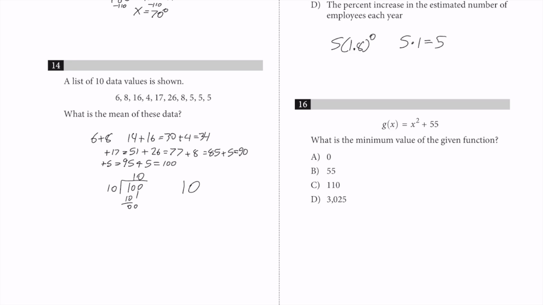So we know that when something is squared, the lowest possible value is 0 because every other value will be positive. So the minimum value, compared to all other positive numbers, is going to be 0. And x squared is 0 when x is 0. So the minimum value of g of x occurs when x is equal to 0. When we plug in 0, we get 0 squared plus 55, which is going to equal 55. So the minimum value is 55, answer choice B.